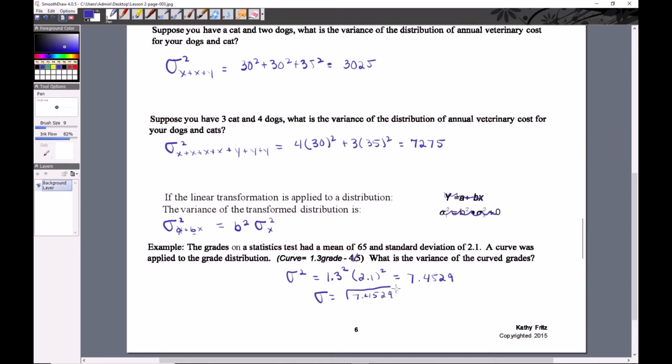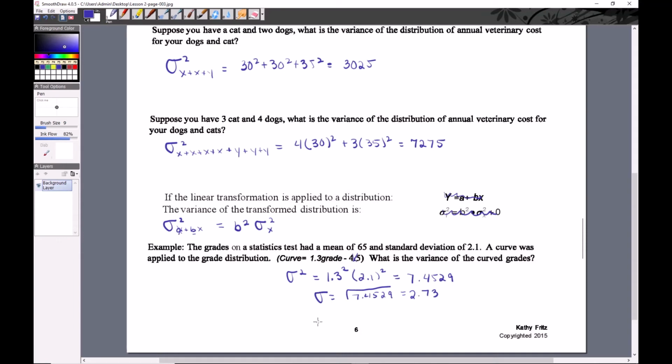I don't have that number handy with me. I guess I could pop it out here if you'll be willing to just wait for a second. So, trusty calculator, square root of 7.4529. All right, that'll be 2.73. Okay? So, there you go.